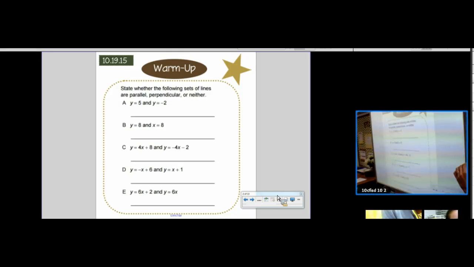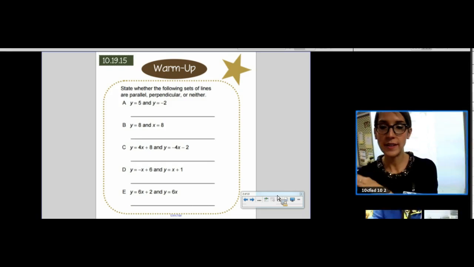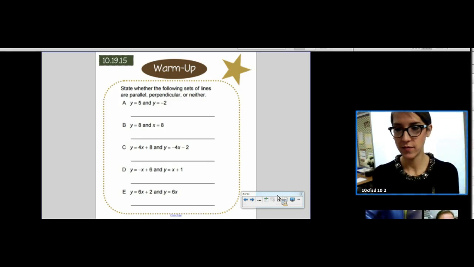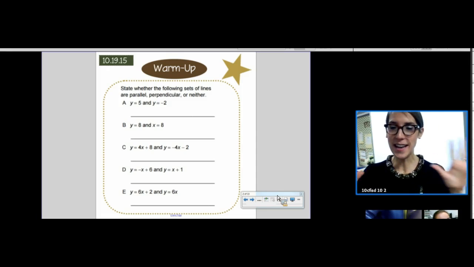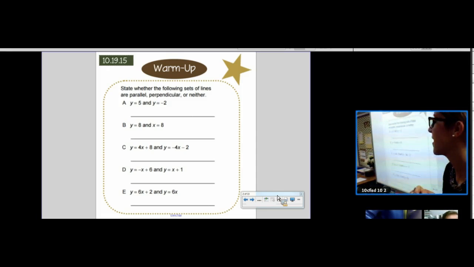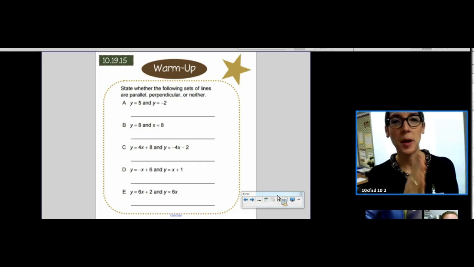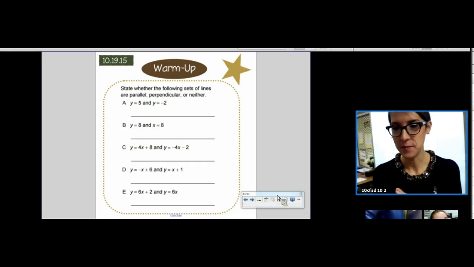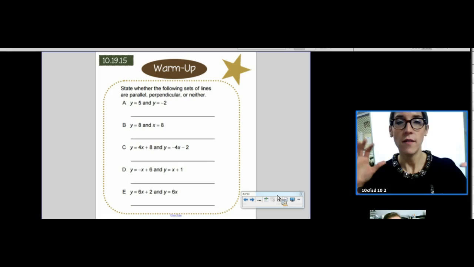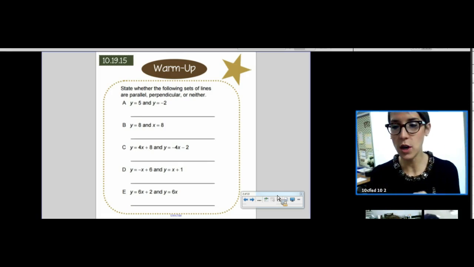Let's remind ourselves what we know about the slopes of parallel and perpendicular lines. If two lines are parallel, then their slopes are equal. If two lines are perpendicular, then their slopes are opposite reciprocals. Or you could say their product is -1. Remember, if you find the product of two slopes and you get -1, then they are perpendicular.